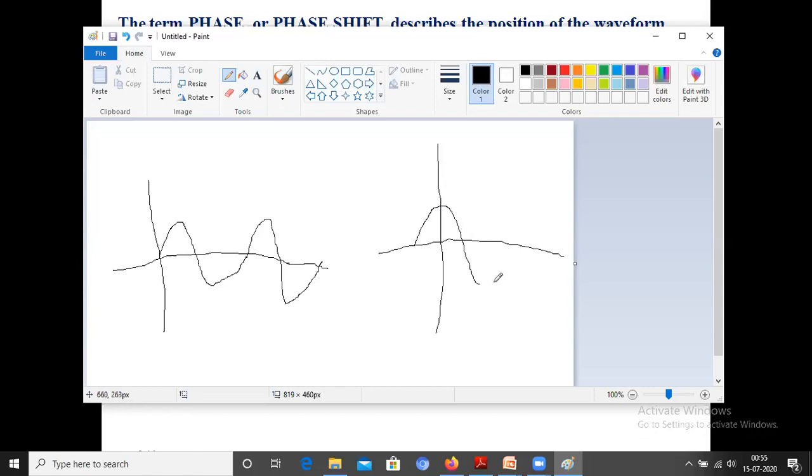So this is another sine wave. There is absolutely no difference. It is exactly similar. Amplitude is the same. Maybe you won't be able to differentiate with the help of these two diagrams, but the frequency is also the same. The only difference is that it is not starting from this position. In fact, it is starting from this position. So this is the difference, and this is the concept of phase.